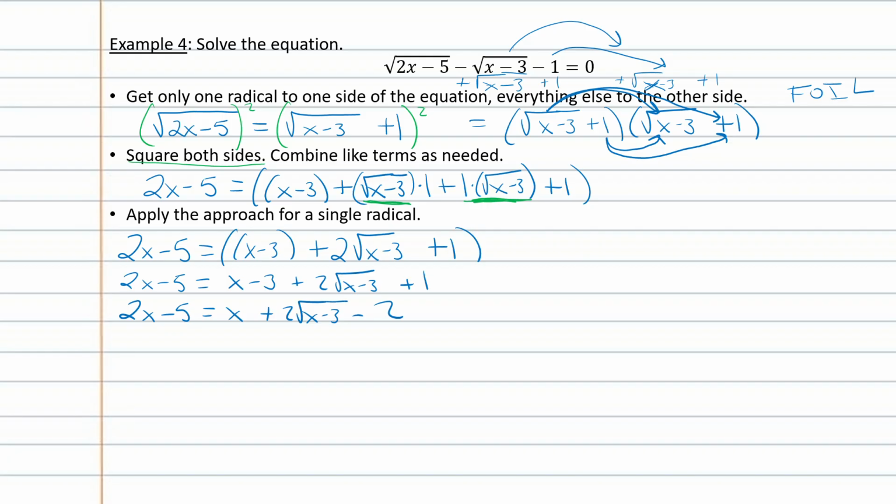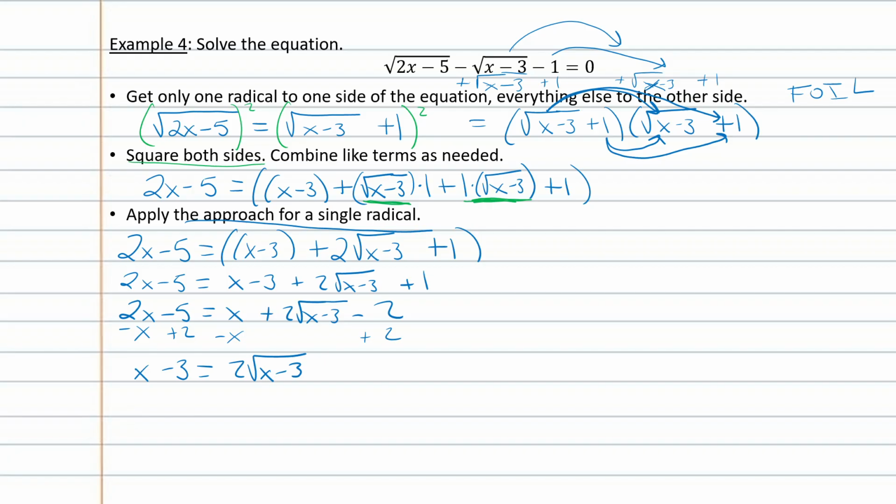Okay, now I really want to apply at this point the approach for the single radical, because now I'm down to a single radical, which means I need to get everything else to the left-hand side of the equation. So I'm going to subtract an x over and add a 2 over. Now this is going to give me x minus 3 on the left-hand side equals 2 square root x minus 3.